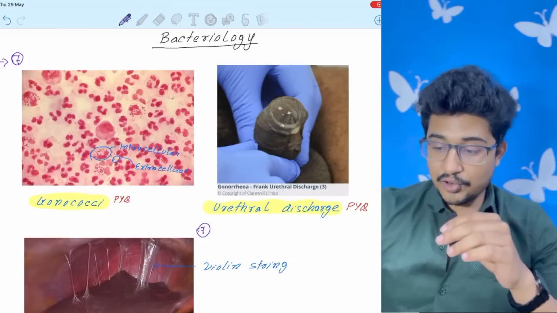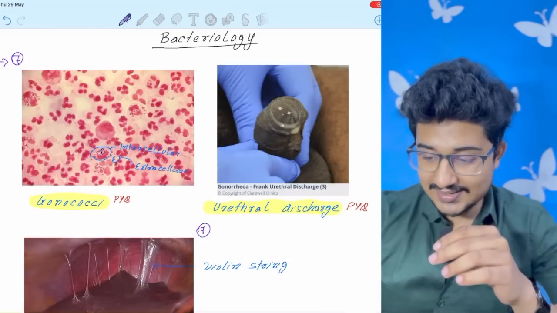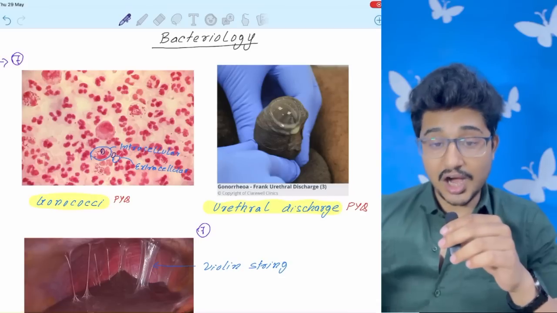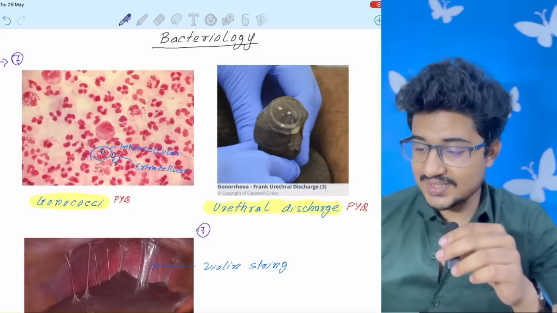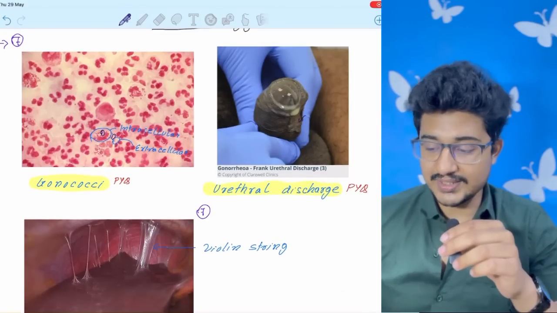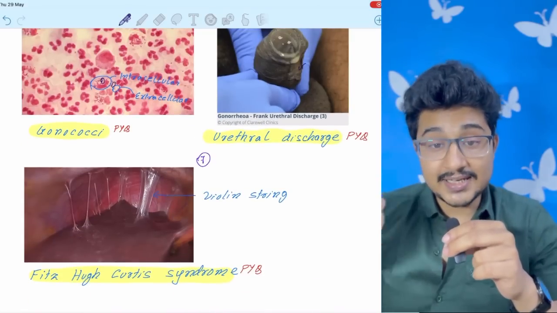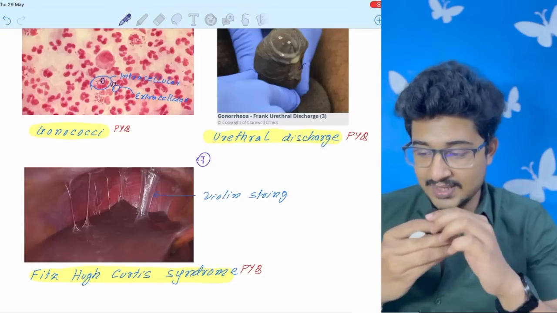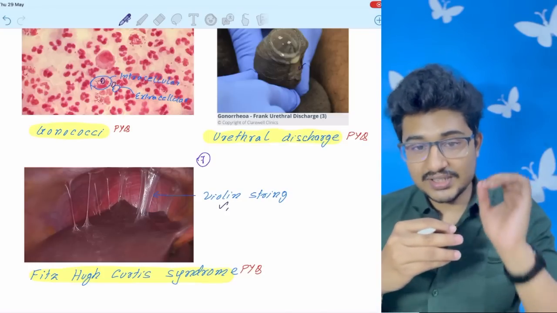So this is an important image where you can see some cocci inside the cell and outside the cell. So intra and extracellular, which are gram negative. So these are gonococci, and you see a frank urethral discharge which is called seeds in the urine. And when it is spreading to the whole of the peritoneum, it causes perihepatitis called Fitz-Hugh-Curtis syndrome, where you see violin-like strings attached to the liver surface.